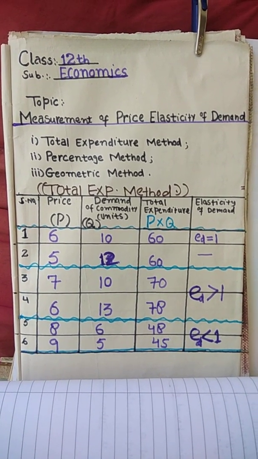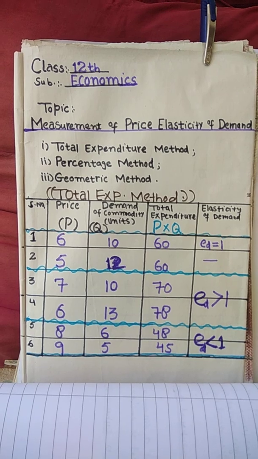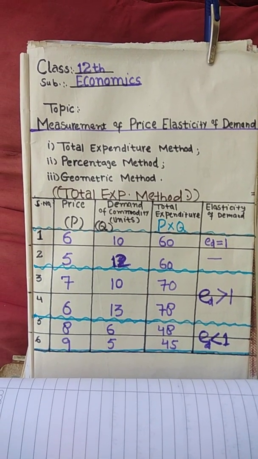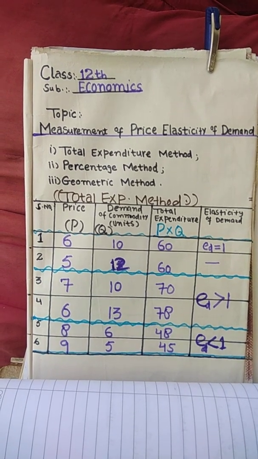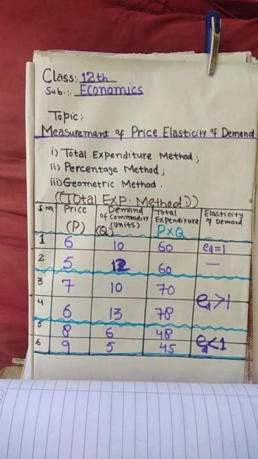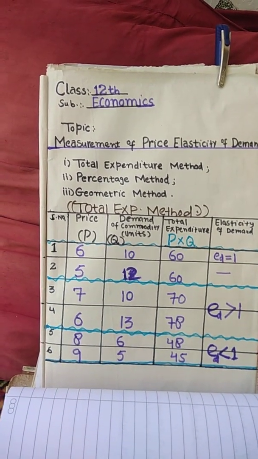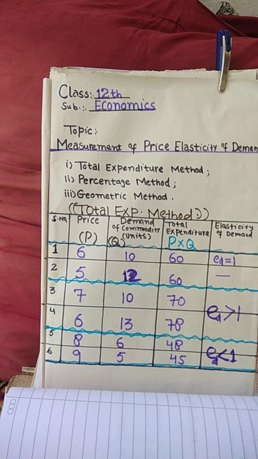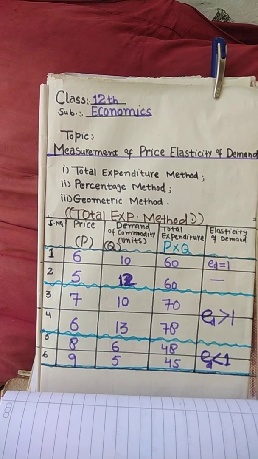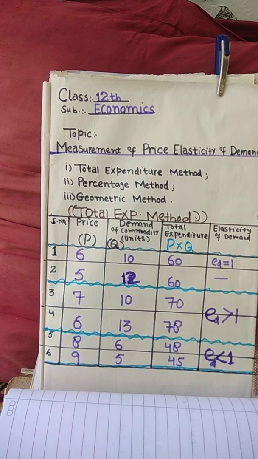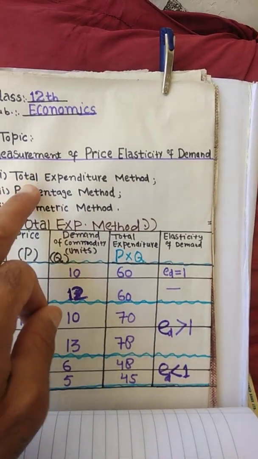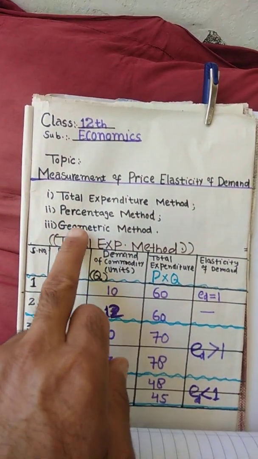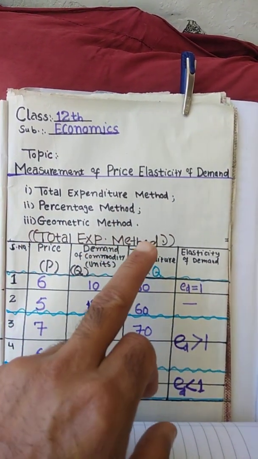It's class 12th, subject economics. The topic which we are going to discuss today is measurement of elasticity of demand. Dear students, the basic methods which are usually used to measure the elasticity of demand are total expenditure method, percentage method, and geometric method.